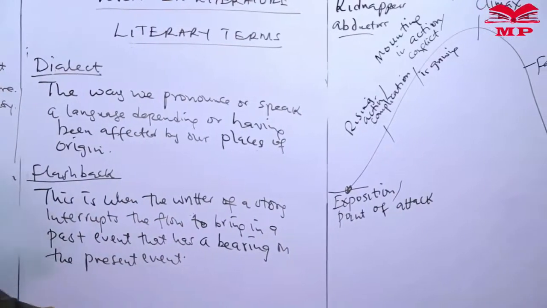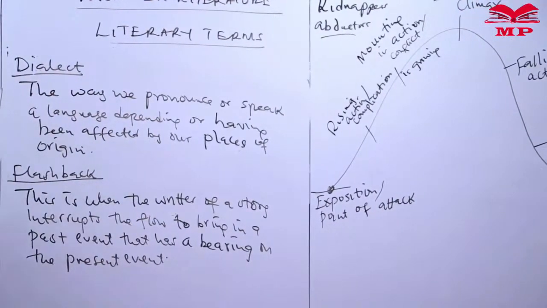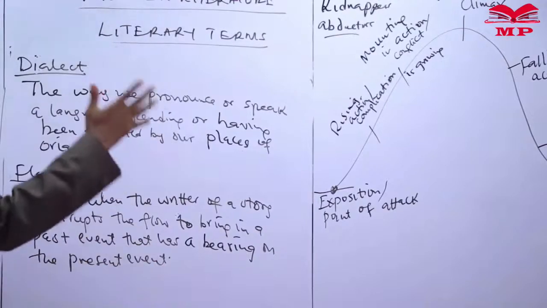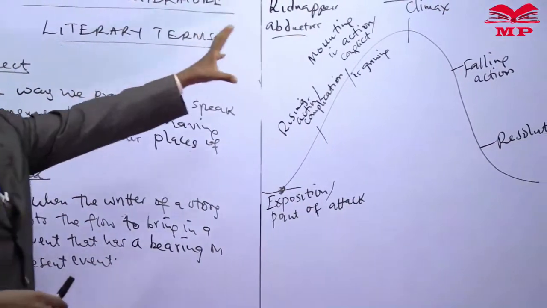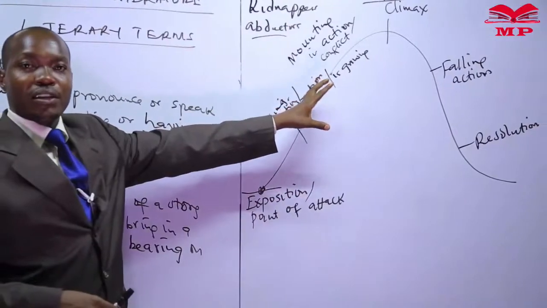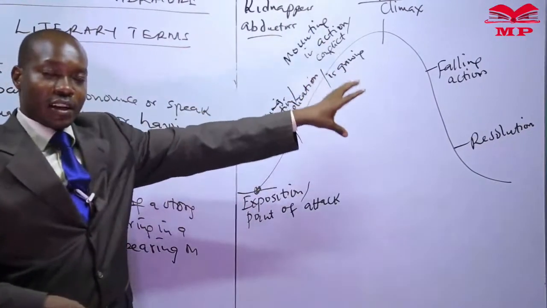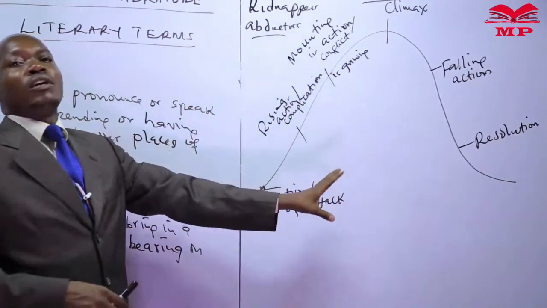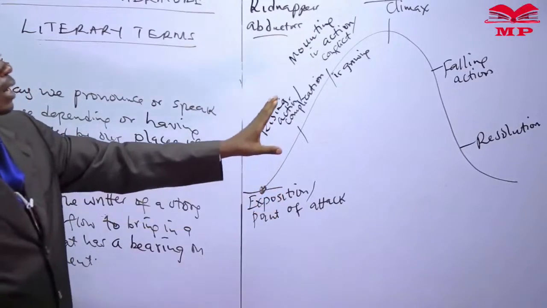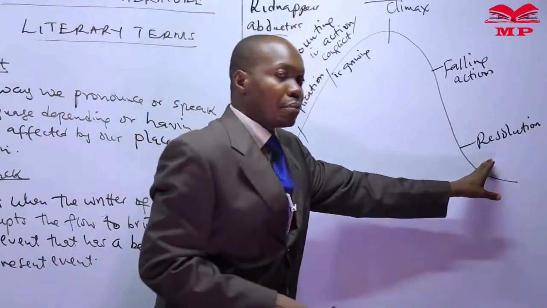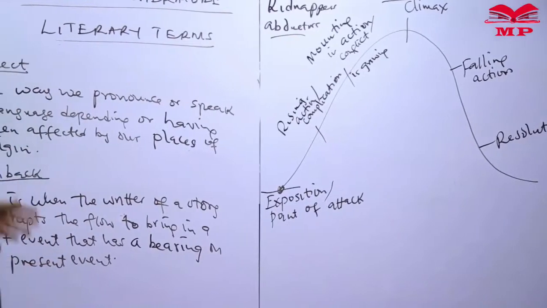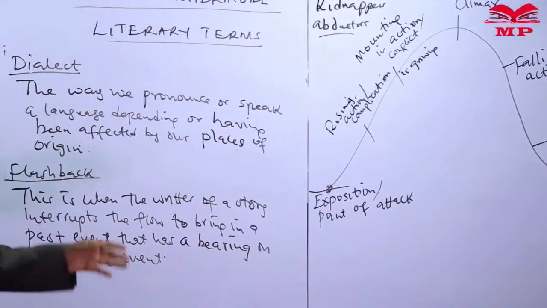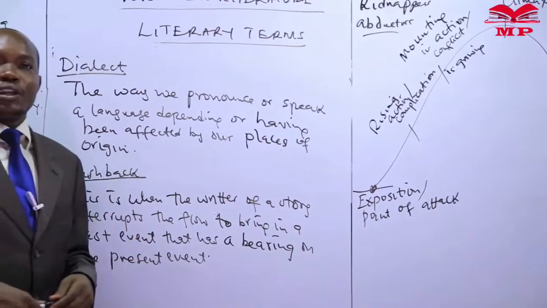That will arise, what we call rising in action or complication. That conflict will continue mounting, building to a point where we have the climax. That's the time a character has to make a decision. Then after the climax, things will have to slow down. Then the final decision will be made, what we call the resolution. Then we have also talked about dialect, flashback, and finally foreshadowing.